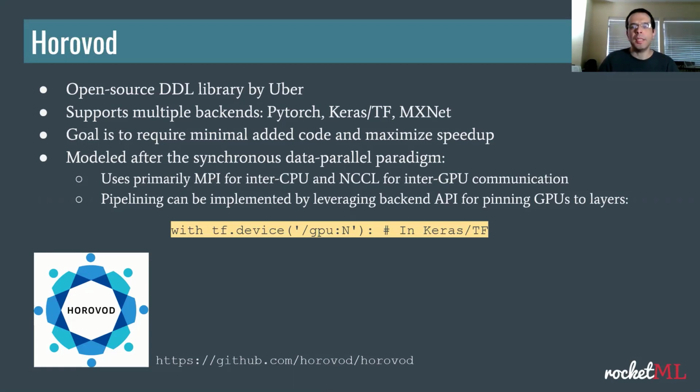Pipelining can be implemented, but it's delegated to the backend, meaning you have to use, say, TensorFlow or PyTorch's API to assign individual layers to individual GPUs. For example, like this in TensorFlow, you would put a tf.device scope statement before some layer and assign it to GPU number n, right? Horovod itself doesn't directly support pipelining. It delegates that support to the backend.